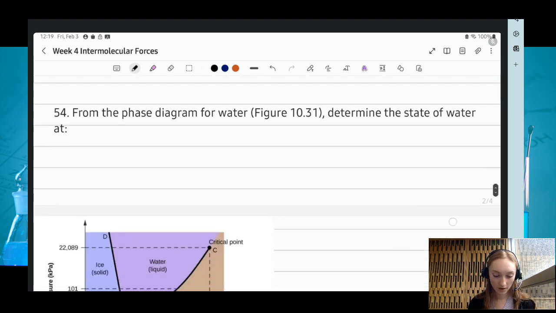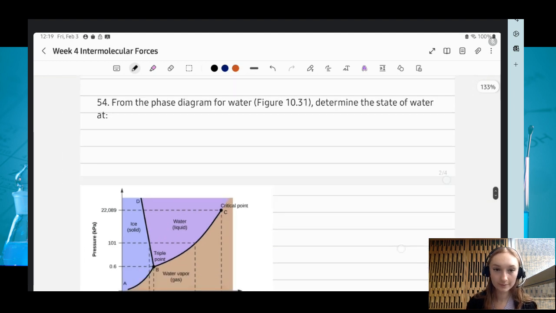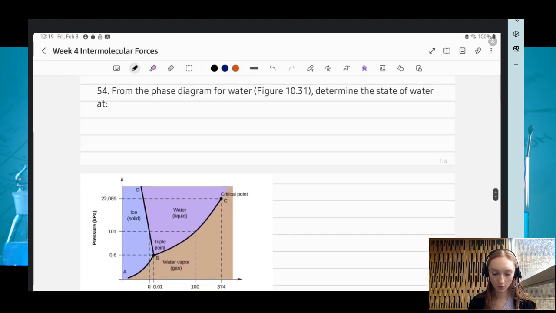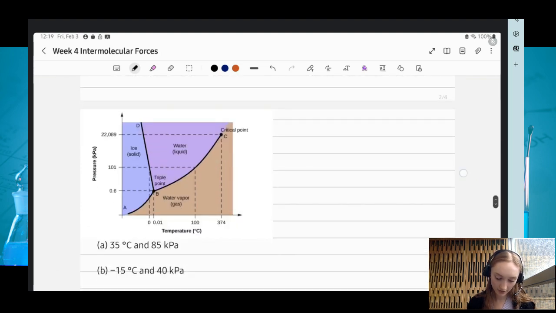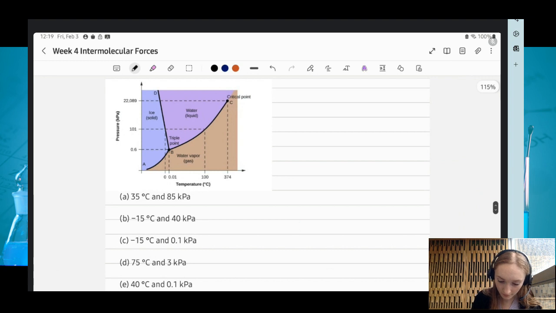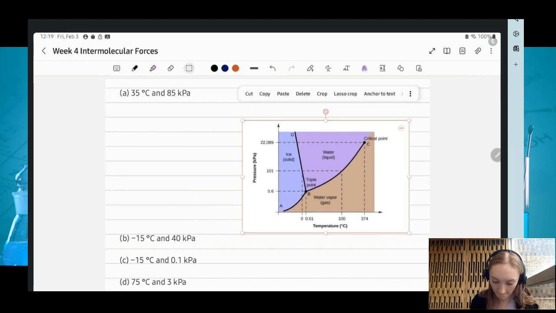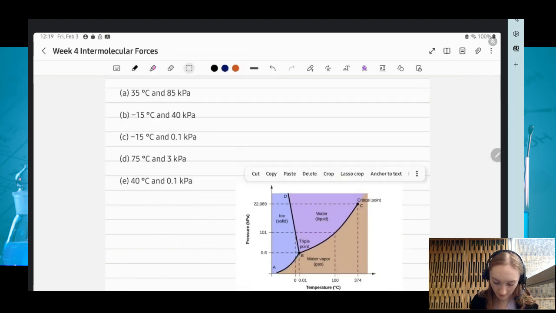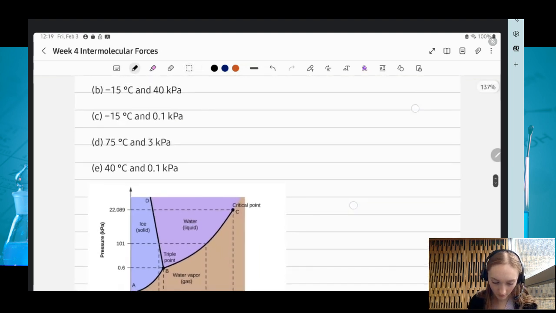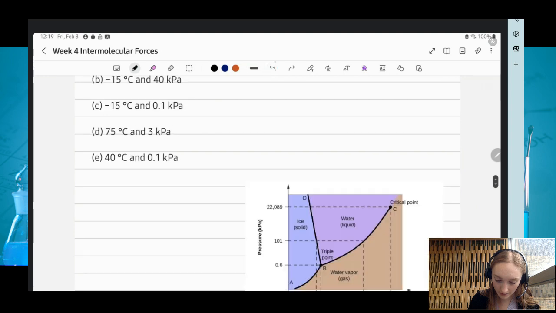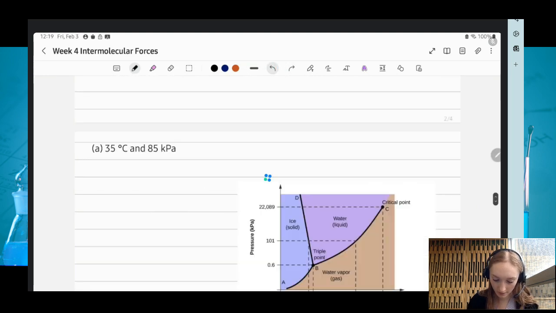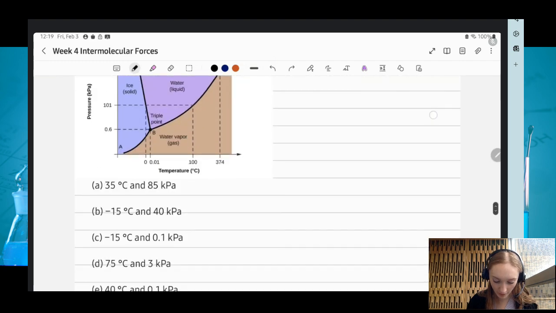So now let's move on to question 54. From the phase diagram for water, determine the state of water at 35 degrees Celsius. Let me actually just zoom out all the way. There we go. Actually, let's go back. Sorry about that. I just want you to see it properly.